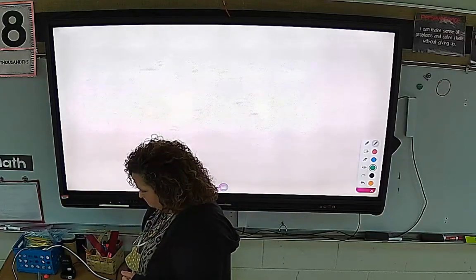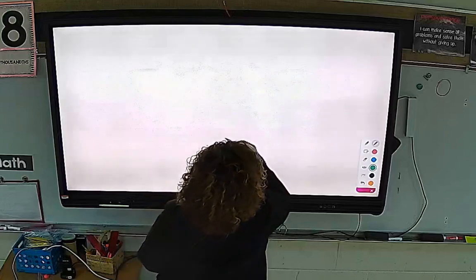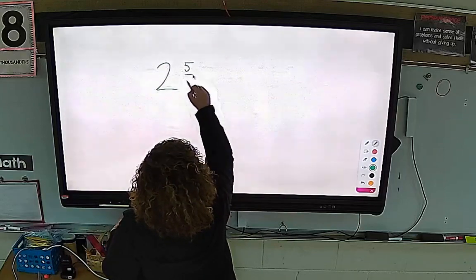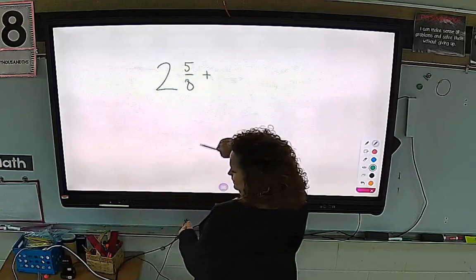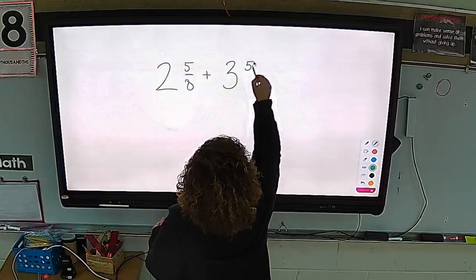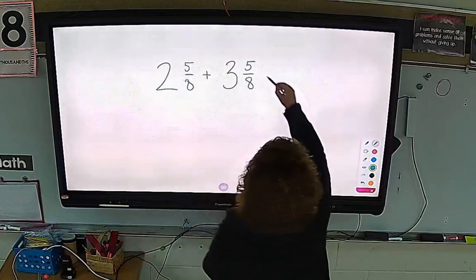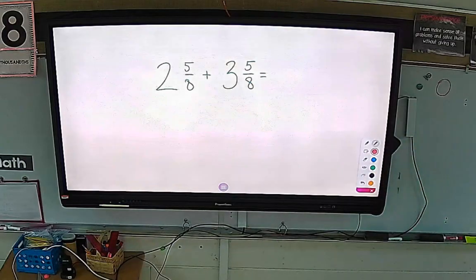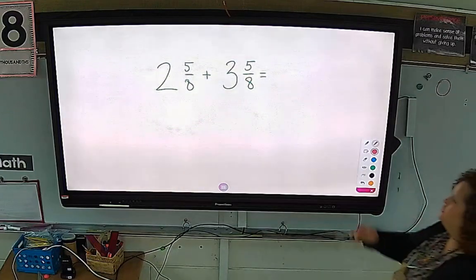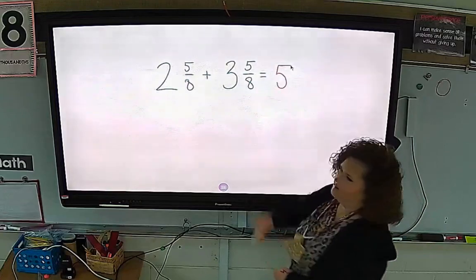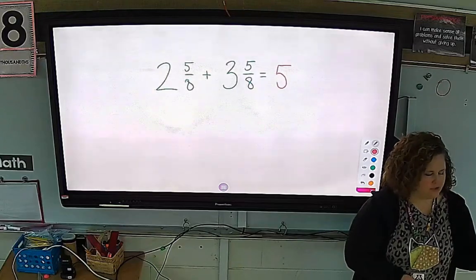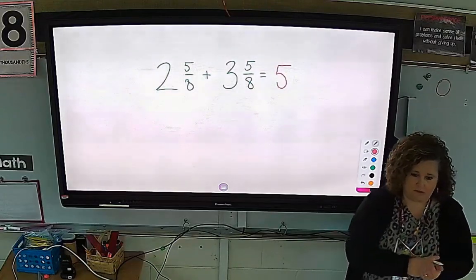Let's see. So let's look at this. 2 5/8 plus 3 5/8. Okay. So if we go ahead and add our whole numbers, what are we going to get, everybody? 5. 2 plus 3 is 5. We've known that for a long time. But if we add our fraction parts, what fraction do we come up with? Yes. 10/8.